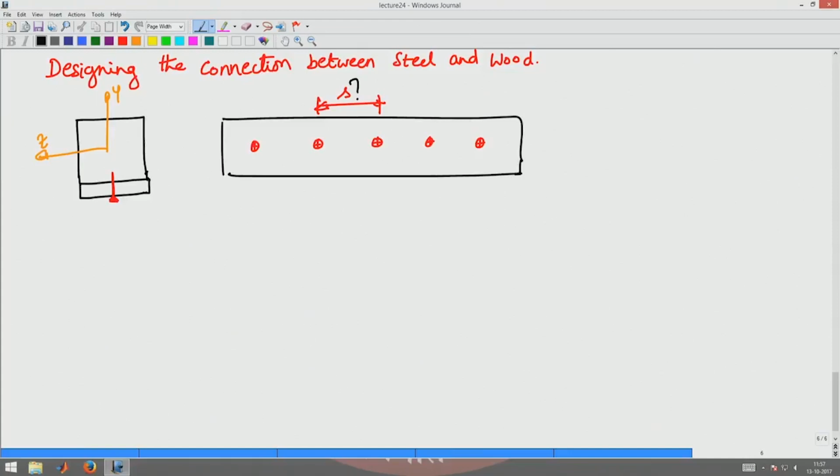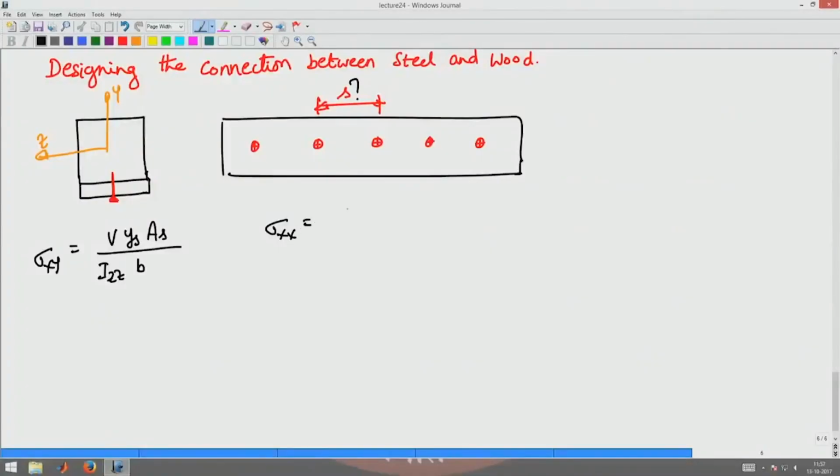For that you have to find the shear stresses that will come at the steel wood interface. We saw that the shear stress sigma xy is given by V into ys divided by Izz into b. Now we derived this expression for a homogeneous section, wherein we said that sigma xx is given by Mz by Izz into y minus y naught. This is the expression we used for the bending normal stress.